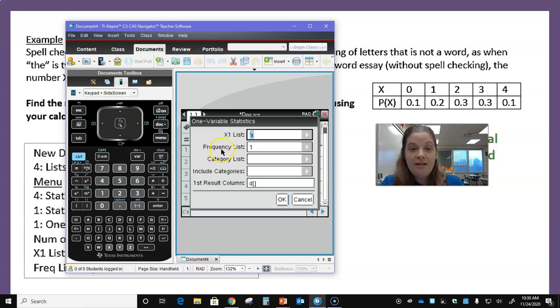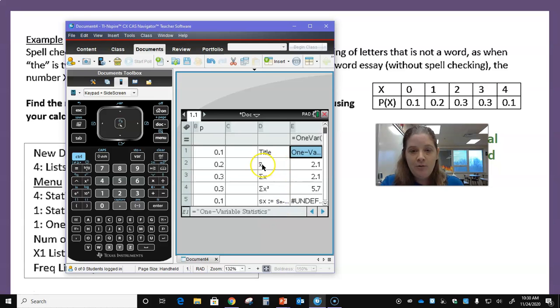That's X. And then again, here's the big difference from chapter 1. The frequency list, I'm going to put P in there, probability. Click OK. And here we go. I've got X bar is 2.1. Sum of the X's, 2.1.